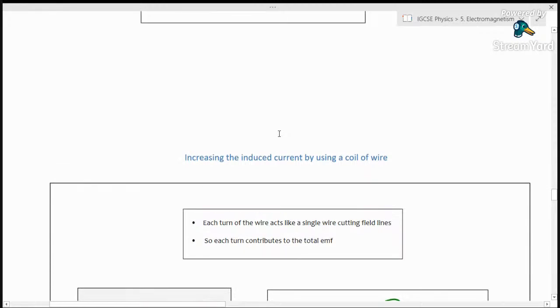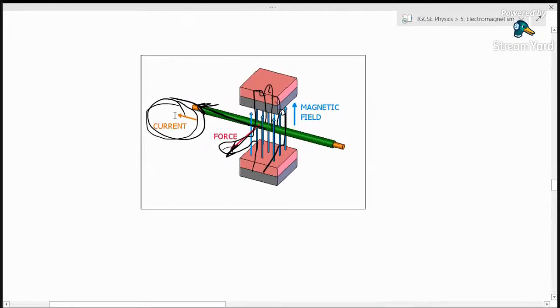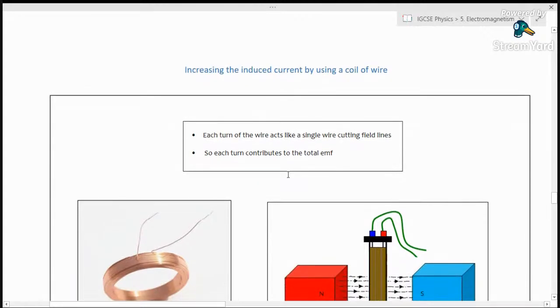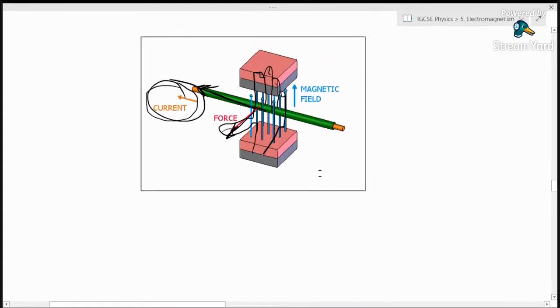Okay, so now, how could we increase the size of the current that we're inducing here? So the thing is, if you move, like in this example, a single piece of wire, we can see that this is just one piece of wire here. So if we want to have more current flowing, what we need to do is have more pieces of wire.